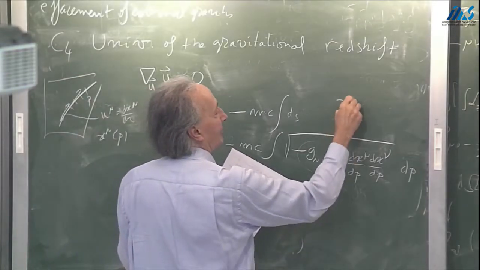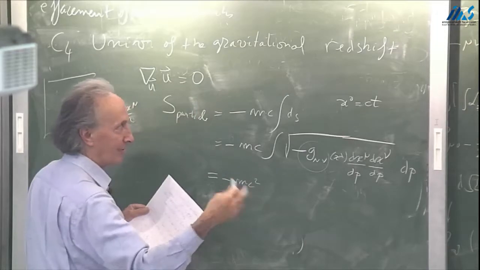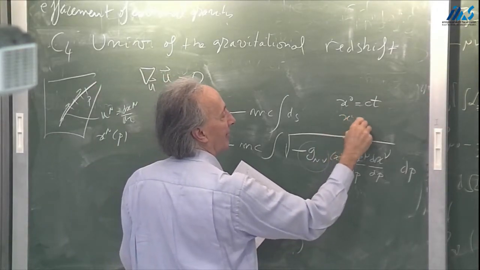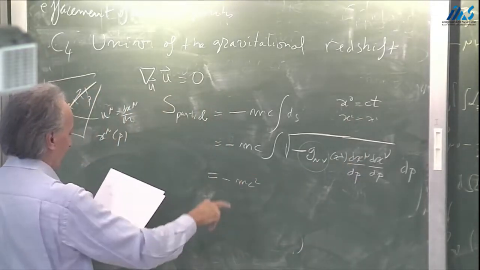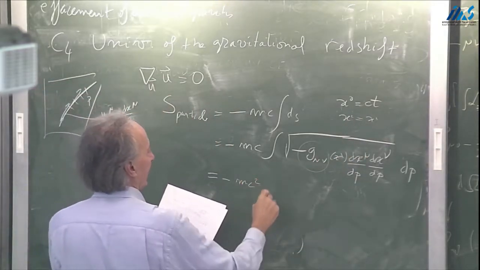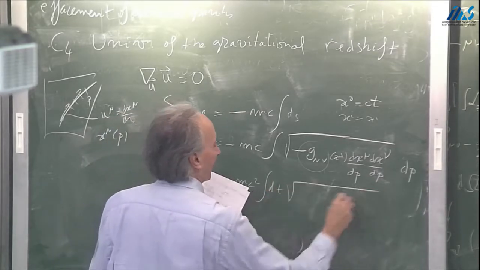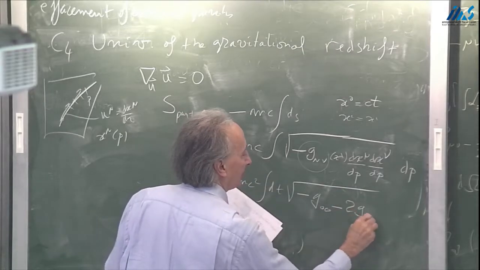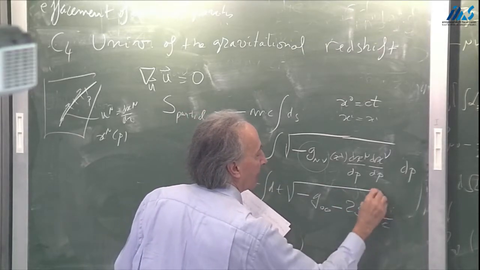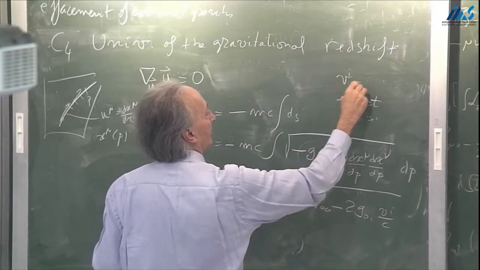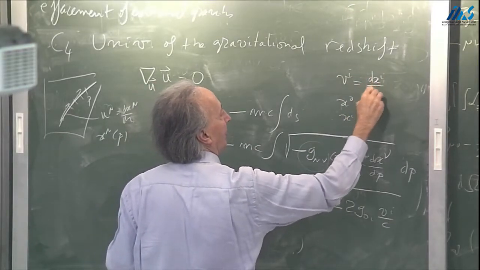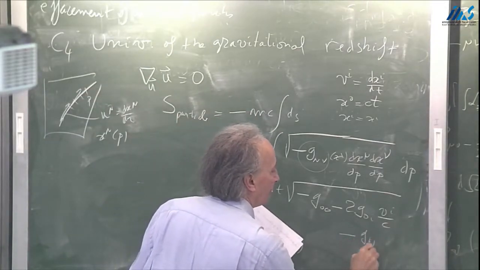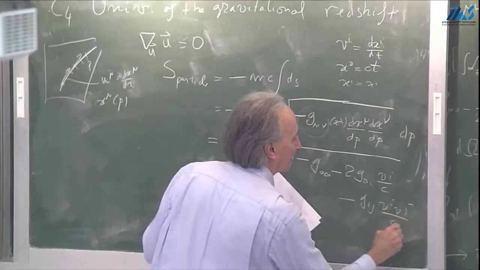You have to remember that x^0 is ct. When you use ordinary units for time, the zero component has a c and the others are just spatial coordinates. When you do that, you find that this action becomes the integral of dt times the square root of minus g_00 minus 2 g_0i v^i over c, where v^i is the velocity, dx^i by dt along the considered worldline, minus g_ij v^i v^j over c squared.